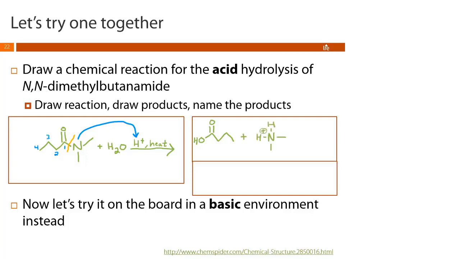Okay, so now let's name our products. So our carboxylic acid, a 4-carbon carboxylic acid, would be butanoic acid. And our azanium ion with 2 methyl groups would be dimethylazanium. Okay, so now for homework, I want you to see if you can do this entire reaction again, but this time let's do a base hydrolysis. So I want you to draw a chemical reaction for the base hydrolysis of N,N-dimethylbutanamide, and we'll check your work next time to see how you did.